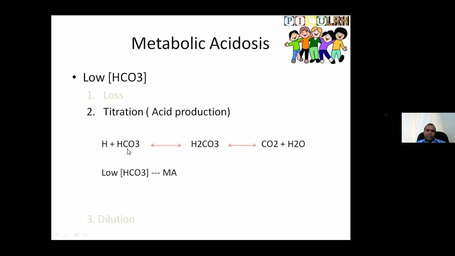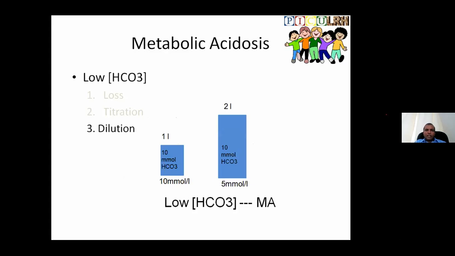So the treatment for this acidosis is to treat the acid production. There's no place for bicarbonate replacement in DKA. There's no place for bicarbonate treatment in dengue. There's no place for bicarbonate replacement in lactic acidosis, because the treatment is to treat the cause, to treat the acid production. And the third is dilution.